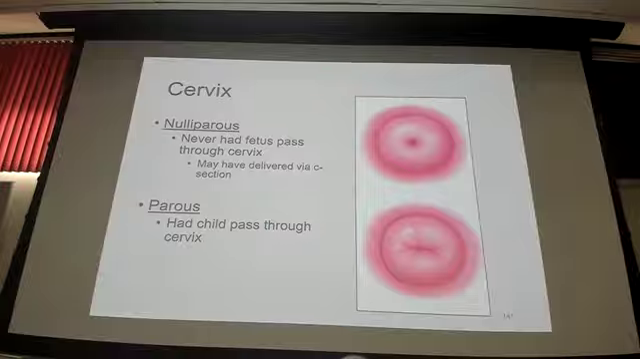nulliparous, meaning no child has passed through. That doesn't mean the woman has never been pregnant or does not have children. That means a fetus has never passed through the cervix. That could mean she was delivered in another way, like a C-section, okay? A parous cervix looks more puckered and longer and elongated because a fetus has passed through there. So when you talk about cervical effacement and dilation, cervical dilation is the opening of that os, like a literal widening of the os. Effacement is a thinning of the cervical tissue in preparation for the passage of the fetus through there, okay?